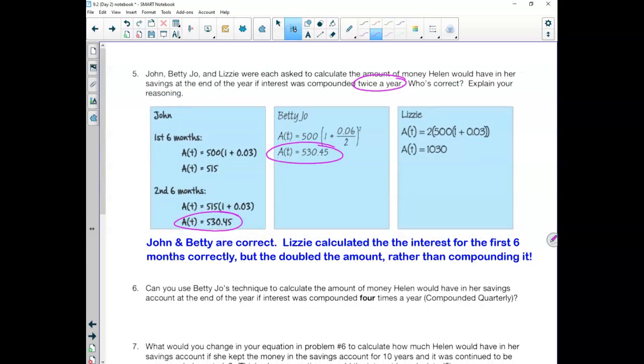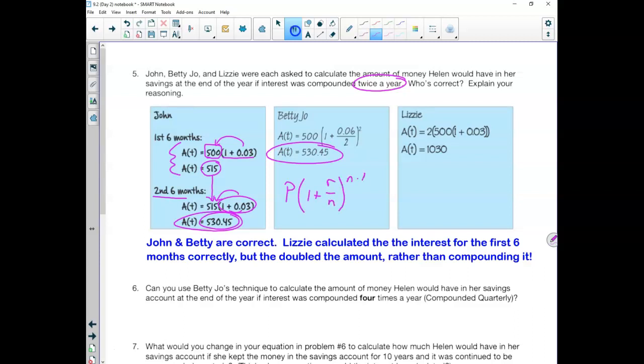John just says, okay, well, for the first 6 months, here's my initial deposit, and I'm getting 3% on that $500, and then he added that. Okay, now I have $515. Well, for the second 6 months, he's starting at $515. Then he's getting that 3% added to it. He's at $530.45.